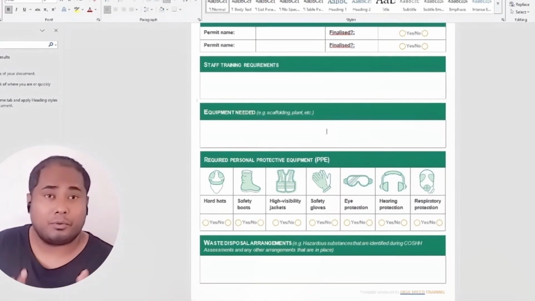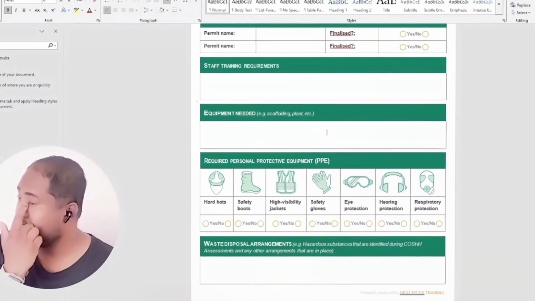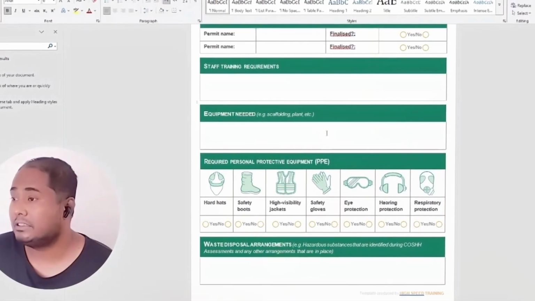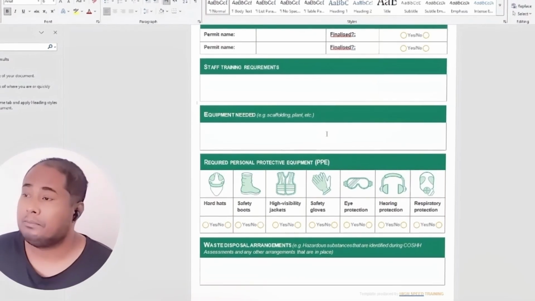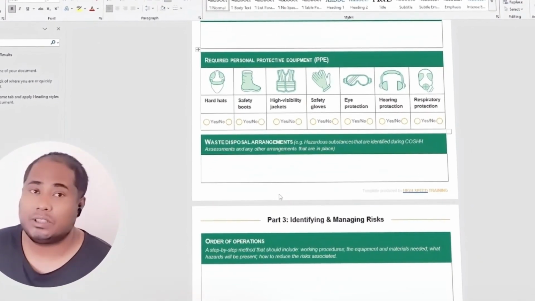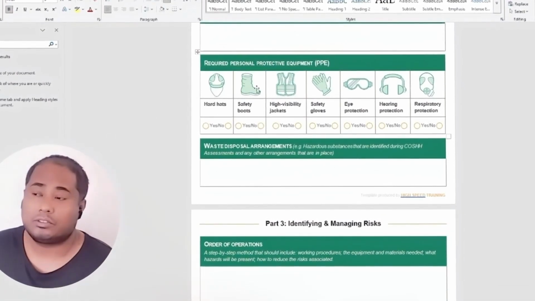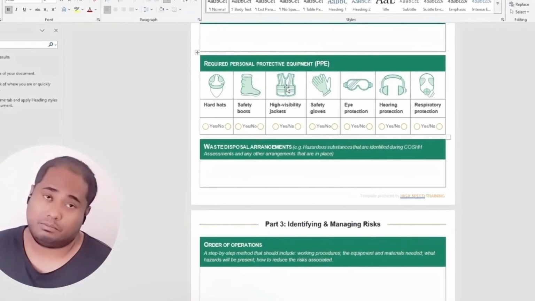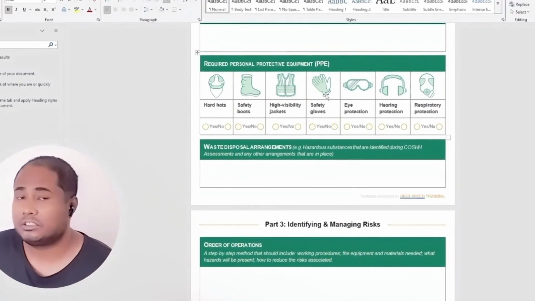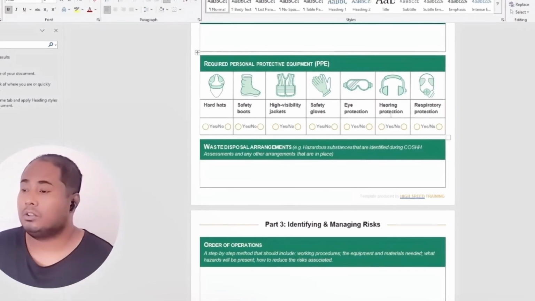And personal protective equipment. Probably you are working at height, so you can see a hard hat is essential while we work at height. Safety boots are also essential, high visibility jacket also essential, safety gloves also essential, eye protection also essential. Regarding hearing protection, probably while working at height the noise level is below the limit, so hearing protection is right now not essential. Respiratory protection is also not essential.